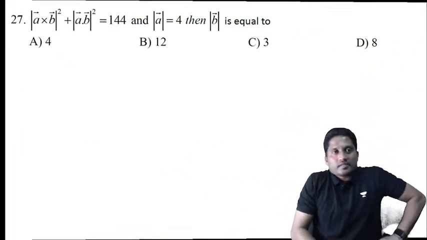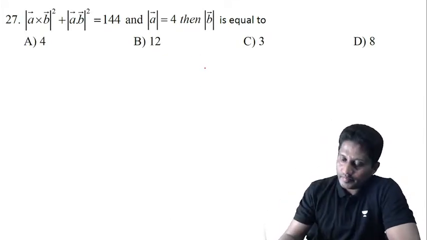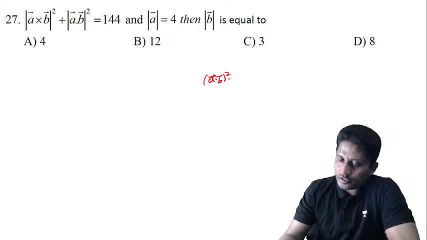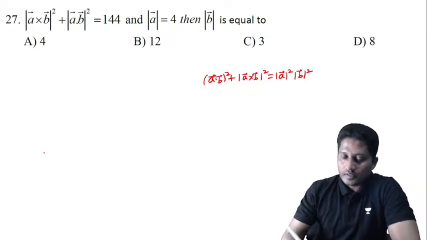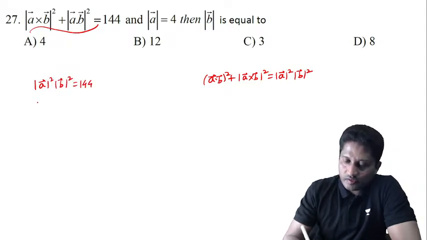Question number 27. See, this Lagrange's identity we did in the previous PYQs as well. Dot the whole square plus cross the whole square is equal to mod A square into mod B square. So this is 144. Mod A is equal to 4, so this is 16, and then this is modulus of B the whole square is equal to 144.